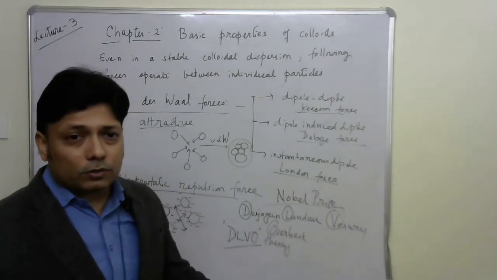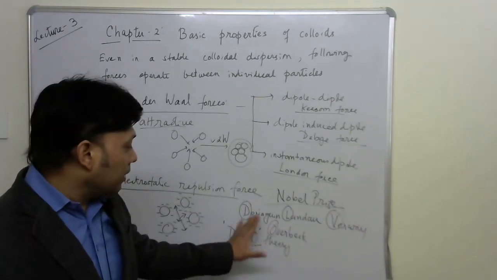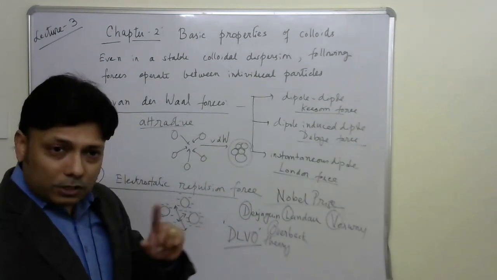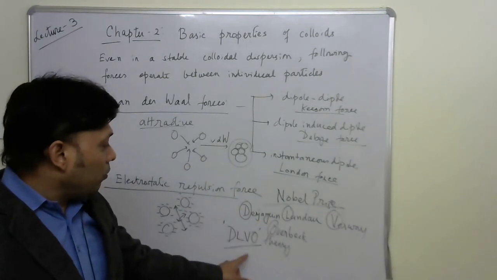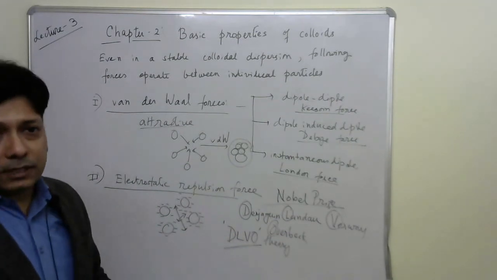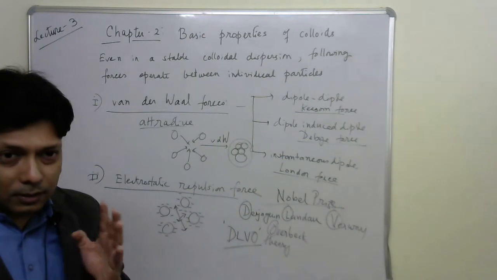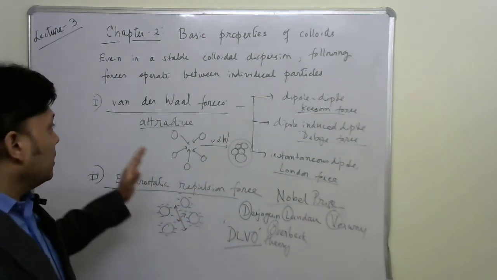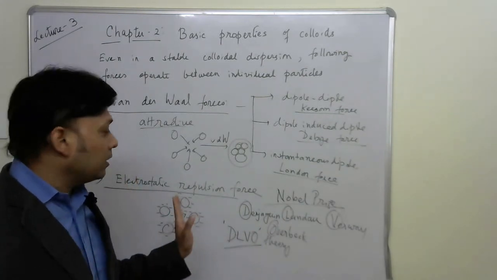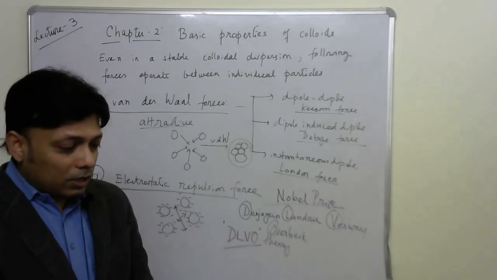But due to time constraints and the limitation of the syllabus, we are not exactly explaining this in detail. But you must remember that a Nobel Prize winning theory, DLVO theory, explained the stability of colloids, and qualitatively this is the central concept, that is, the van der Waals force has to be effectively neutralized by the electrostatic repulsion force. All right.